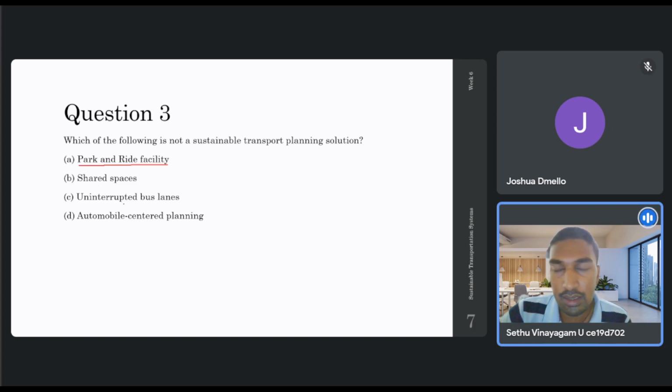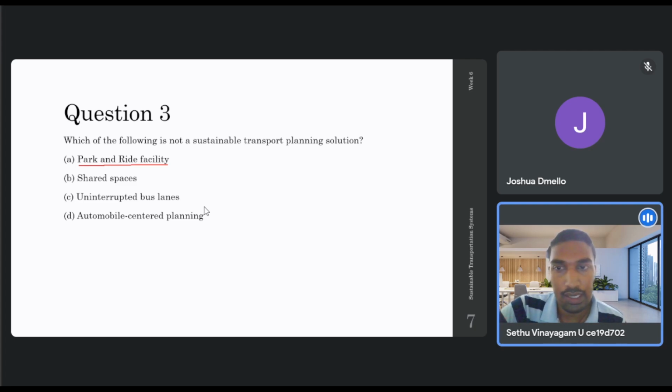And C is uninterrupted bus lanes. So this is like providing a dedicated lane for buses, right? So no other mode of vehicle can use that lane that is designated for buses. So how does this help? This will reduce the travel times for buses, because now they are not interacting with the other modes of transport. So therefore, their travel times will be reduced.